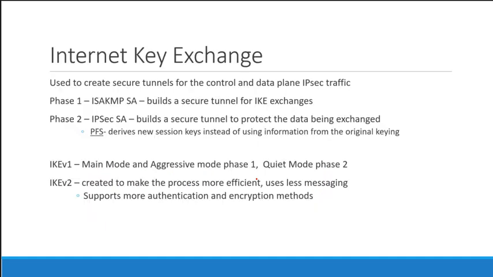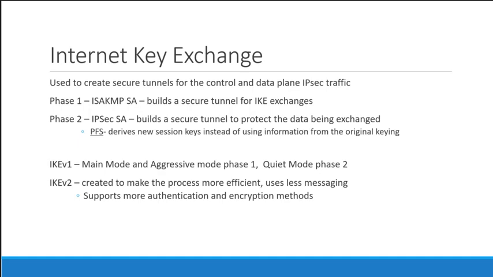Now we have to look at Internet Key Exchange, or IKE. IKE is used to create secure tunnels for the control and data plane for IPsec. You have two phases in IKE. Phase 1, also referred to as isakmp SA, or isakmp Security Association. It builds a secure tunnel for the IKE exchanges needed in Phase 2. For example, keys. We have to exchange our keys for our symmetrical algorithms. Phase 1 is going to build a secure tunnel to do that key exchange. And then Phase 2, also referred to as IPsec SA, builds a secure tunnel to protect the actual data.